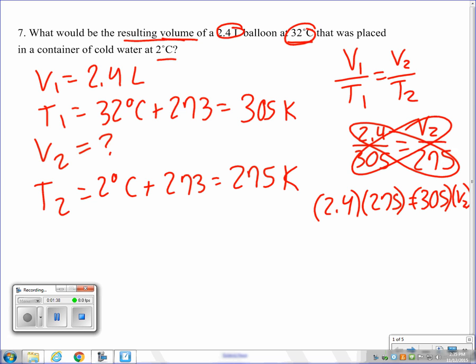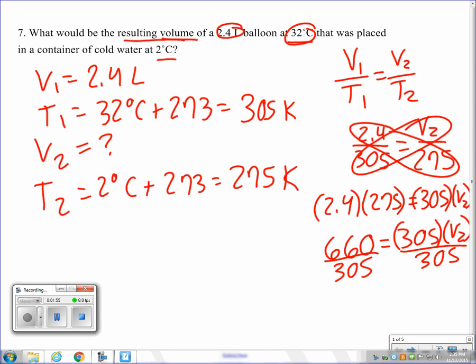Okay, so on my calculator, I'm taking 2.4 times 275, and that is 660, and that equals our 305 times our V2. And then to get our V2 by itself, we divide both sides by 305. They'll cancel out on this side, so 660 divided by 305 is 2.16 liters equals our V2.